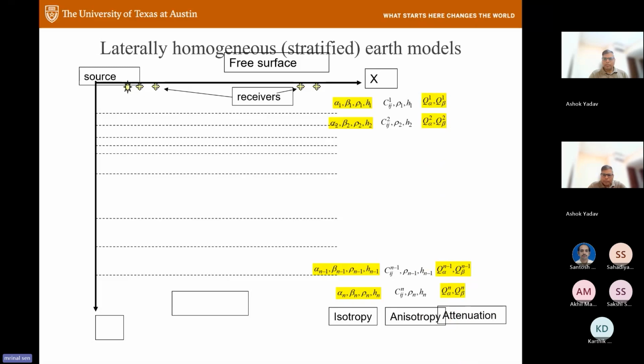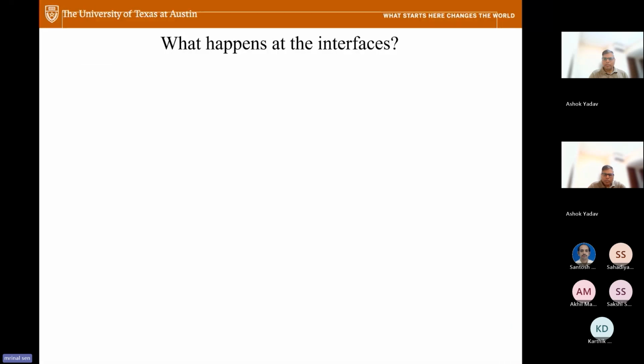Okay. So what we want to do is to be able to compute the response at the receiver when a pulse is injected at the source location. And of course, isotropic and VTI have cylindrical symmetry. Okay, so first thing we need to understand is what happens at the interface.